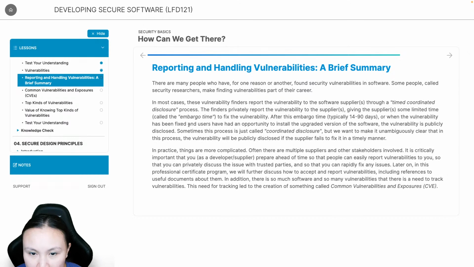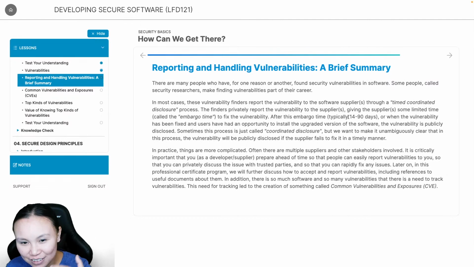When the vulnerability has been fixed, and users have an opportunity to install the upgraded version of the software, the vulnerability is publicly disclosed. So now you can see there are two scenarios, right? Either it's the happy path: hey, you got this vulnerability, please be aware, so it got patched, users got the update, everything is safe. Yay, happy ending. But what if the supplier doesn't do anything?